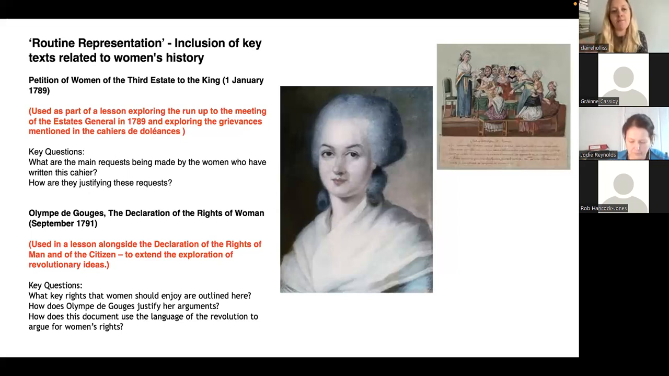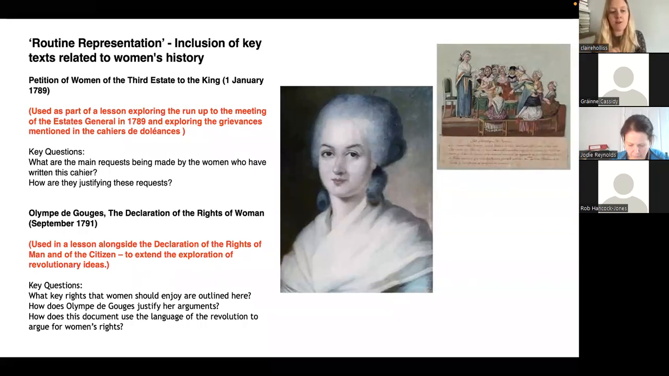And the key thing I want to emphasize here in terms of routine representation is that in both of these instances, the inclusion of these documents that were put together by women, who weren't being represented in the primary spec, added extra detail. It illuminated things to the students that they would otherwise perhaps have missed or not understood had it not been for the inclusion, the representation, of women at this moment.